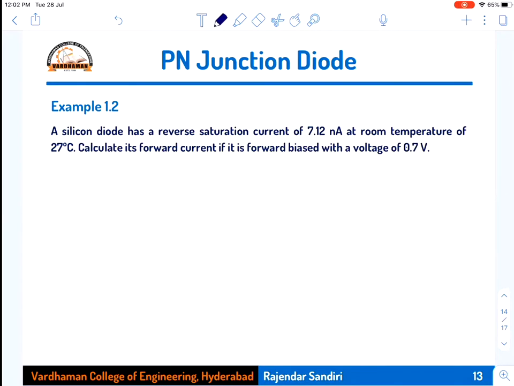A silicon diode. Now you have to see in the problem whether the diode is given as a silicon diode or germanium diode, because that is also very important for us. Silicon diode is given here. That is one data taken from the question. Reverse saturation current is I naught or IS, whatever it may be. That is given as 7.12 nanoamperes at room temperature of 27 degrees centigrade, or in Kelvin it is 300 Kelvin.